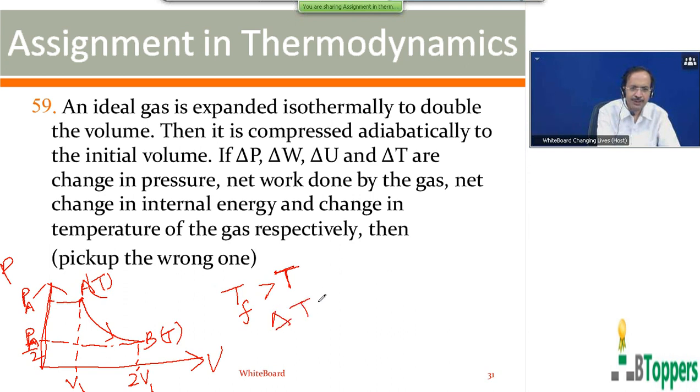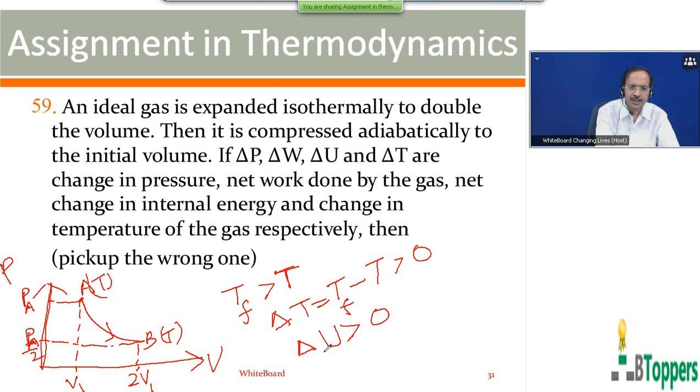Therefore, the net change in temperature is equal to the final temperature at the end of the adiabatic compression minus the original temperature at the beginning. In the adiabatic compression, the temperature of the gas increases. So the final temperature is more than the original temperature. So delta T is positive. And when the temperature of the gas increases, the internal energy of the gas also increases. So the net change in internal energy is also positive.